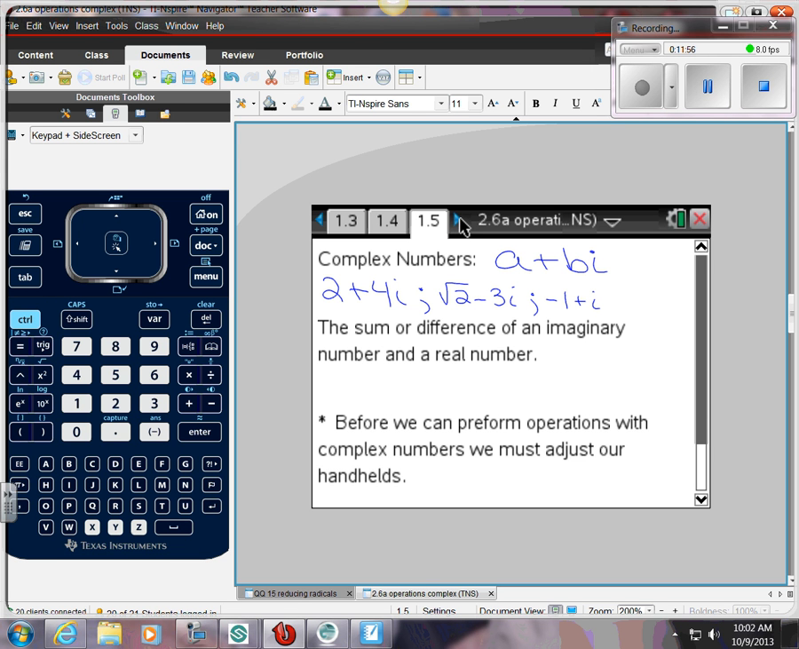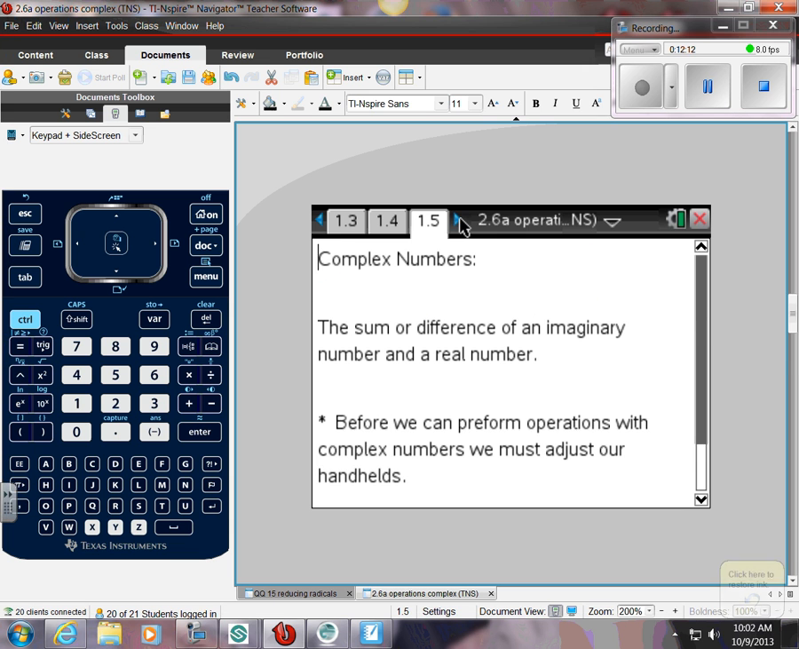Okay, so before we can perform operations on our handhelds, we have to change it, but we already did. How did we change our handheld so it could work with imaginary and complex numbers? Yes, we changed our settings to rectangular. All right, so let's see how this all works.